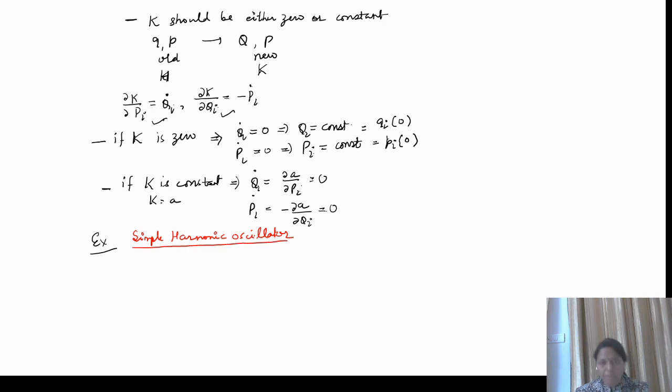For a simple harmonic oscillator, suppose my generating function is half m omega q squared cot Q. Suppose this is my generating function. Then first of all, I will try to find what type of generating function this is. Is this F1, F2, F3 or F4?